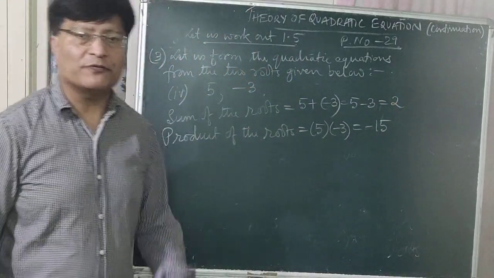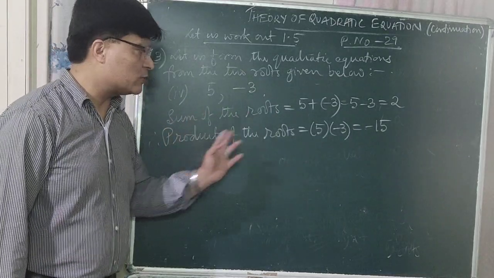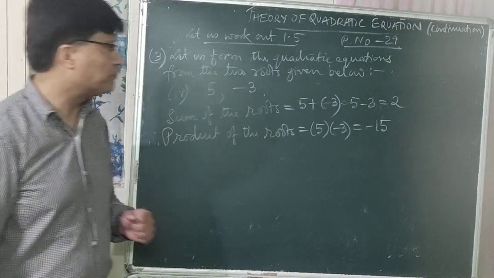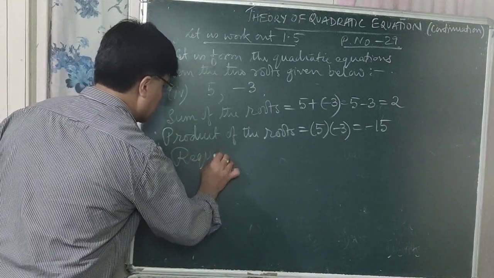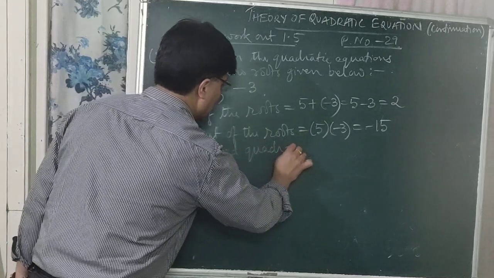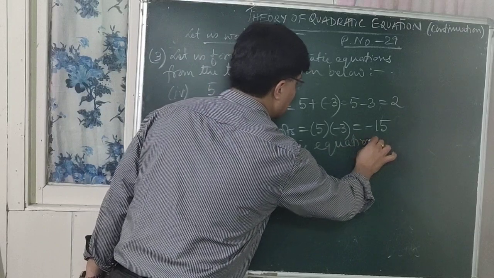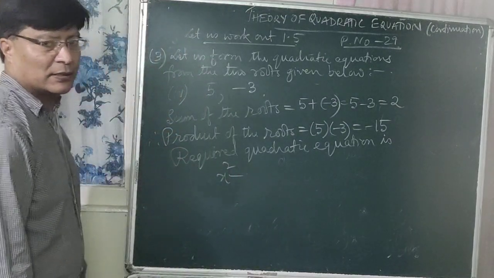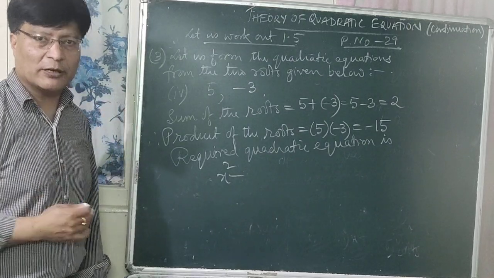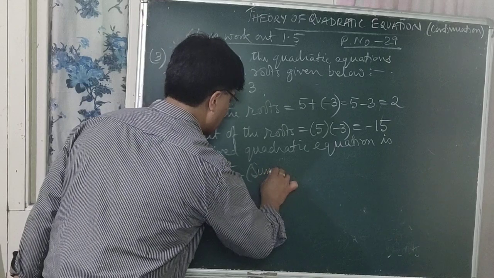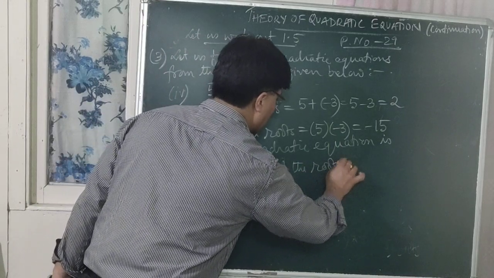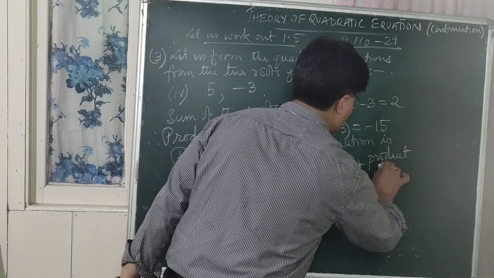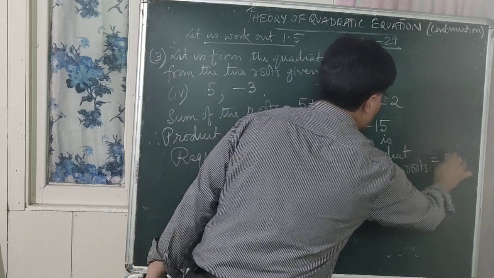So in order to find out the quadratic equation, first of all you have to find out both the sum of the roots as well as the product of the roots. Then you can use the formula for how to form the quadratic equation. Okay? So now the required quadratic equation is, now what is the formula? You know the formula, right? We have just derived it and we have written it down in the summary also. That is x square minus sum of the roots into x plus product of the roots, which is equal to 0.